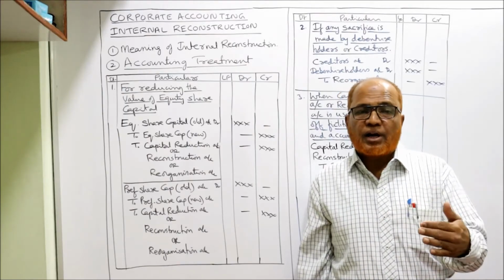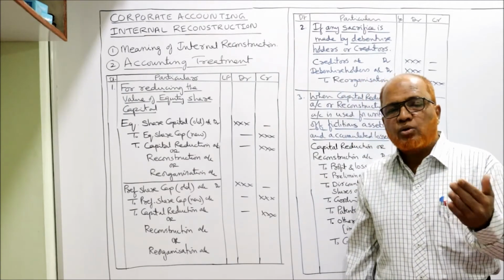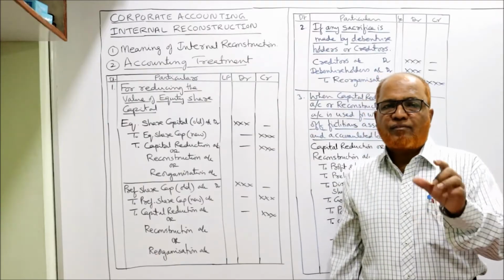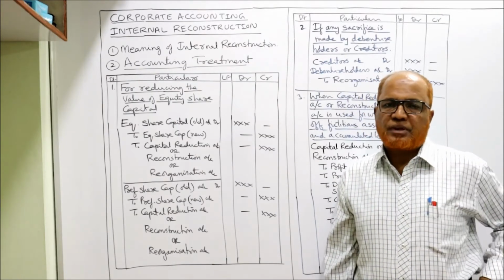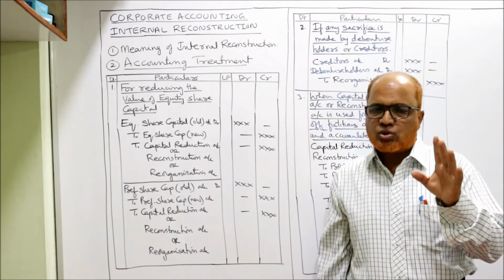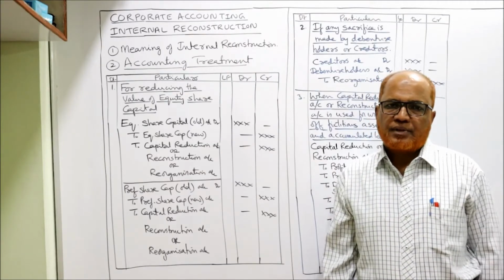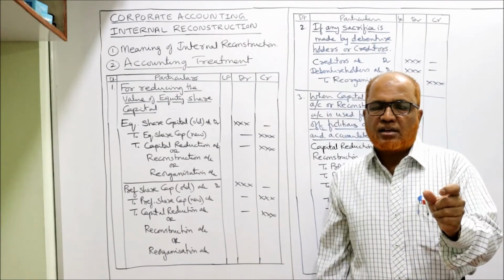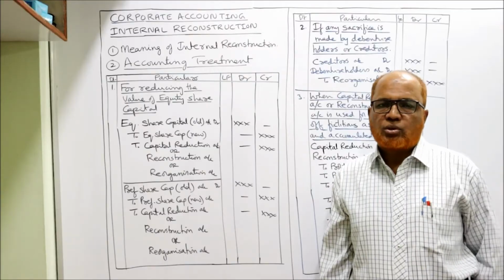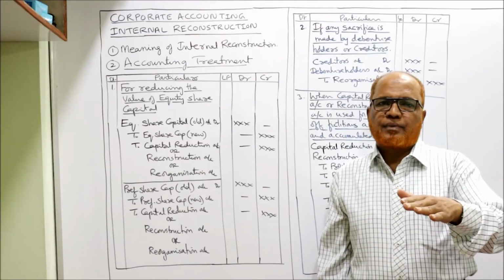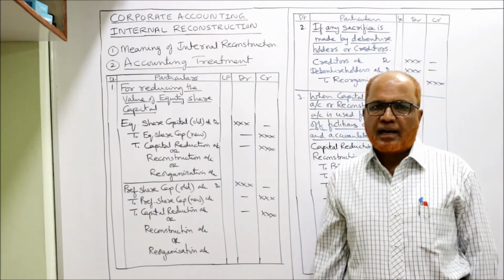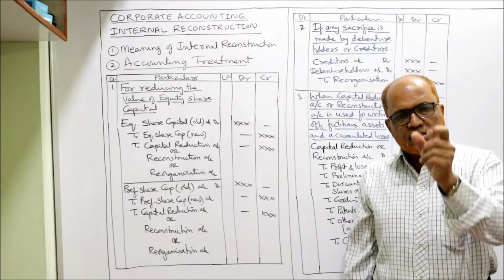तो पहले कैपिटल को रिडक्शन करना. एग्जाम्पल कैपिटल को रिड्यूस कैसे करेंगे? प्रेजेंटली द फेस वैल्यू ऑफ ईच शेयर इज 10 रुपीज. Suppose 10 lakh shares are there. Each share 10 rupees. So 10 lakh into 10, you will get 1 crore, 100 lakhs. So 100 lakhs is the capital.